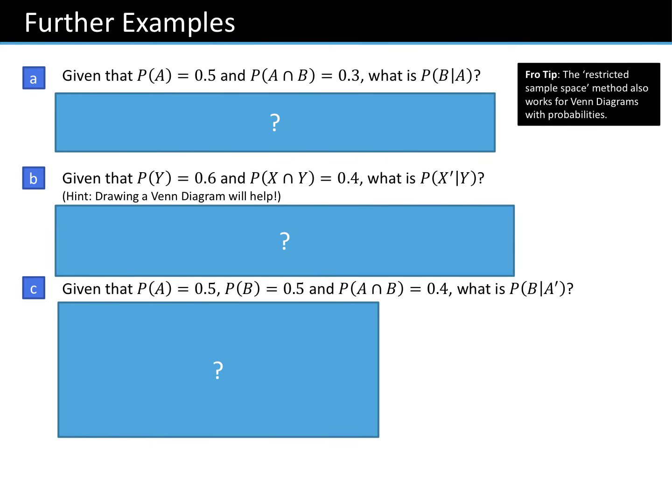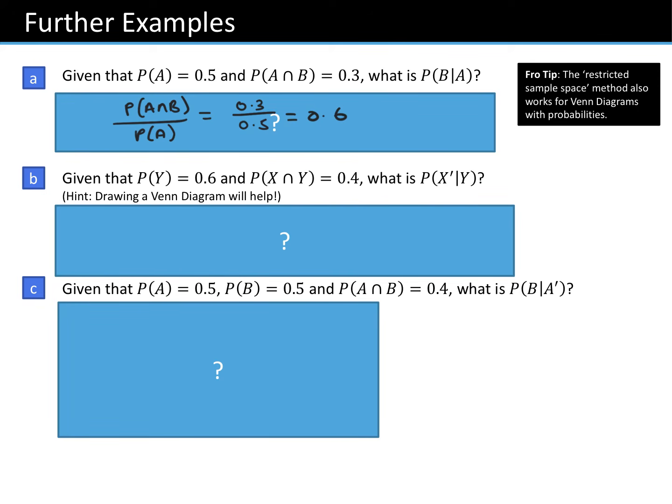Okay, so the first question, it says, given that the probability of A equals 0.5 and the probability of A intersection B equals 0.3, what is the probability of B given A? Well, we know the formula is the probability of A intersection B over the probability of A. So actually, this is just going to be 0.3 divided by 0.5, which is 0.6.